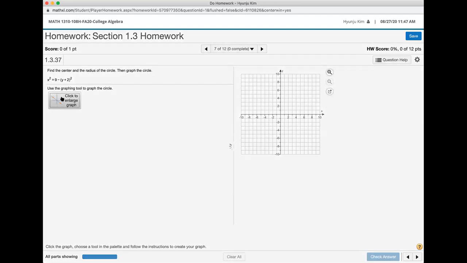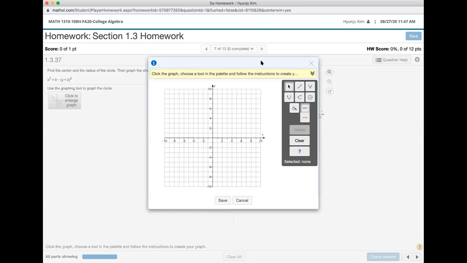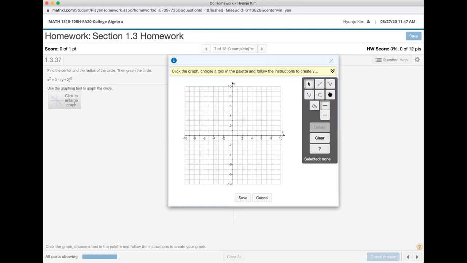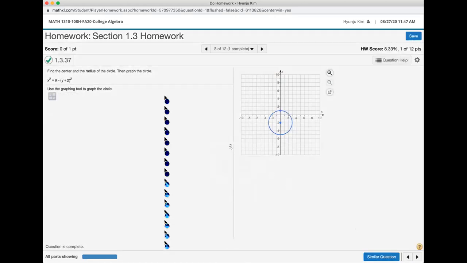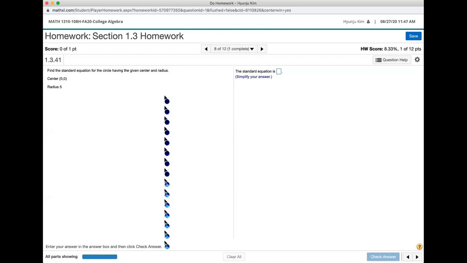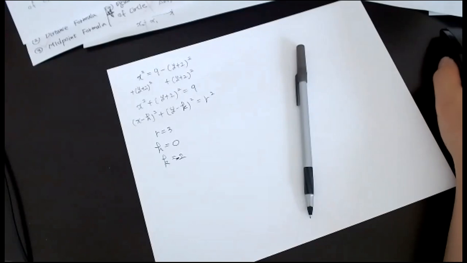So now back to the homework, and let me click this button. Click to enlarge graph. Okay. So we want to plot the circle, right? I click the circle right here, and first we point the what? The center point, 0 comma negative 2. And the radius must be 3, right? So here's 1, 2, 3. Okay. Now, this is how to plot and enter the answer, I mean graph, in the online homework. Okay. So then back to the textbook.